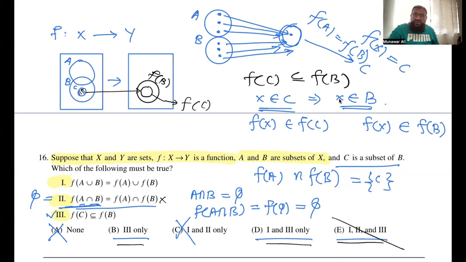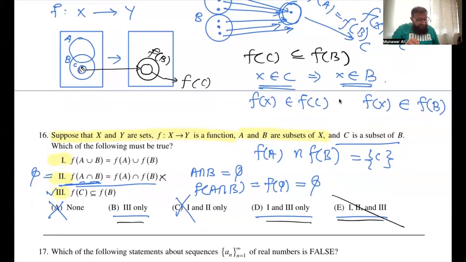Now I have to look at statement 1, whether it is true or false. If it is true, I have to just select D. If it is false, then I have to select B. So for option 1, it's generally true. You can just verify by applying the tricks to prove that, how to prove 2 sets. So you have to prove 2 things.